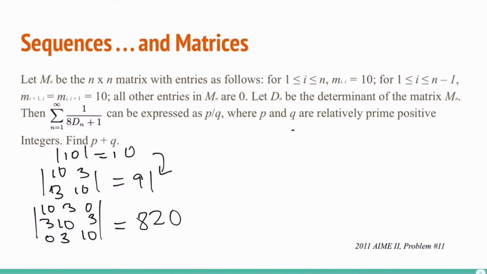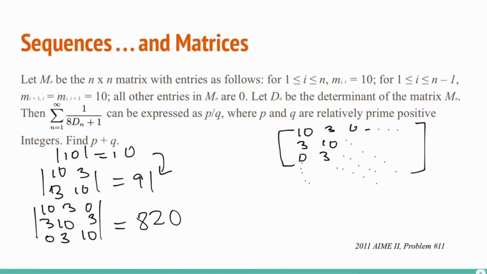So let's find a general solution, which is 10, 3, and 0 continued. Then 10 here continued diagonally, and 3 continues this way. Then 3 continues this way as well, and 0 all the way this way. And that is our general matrix.